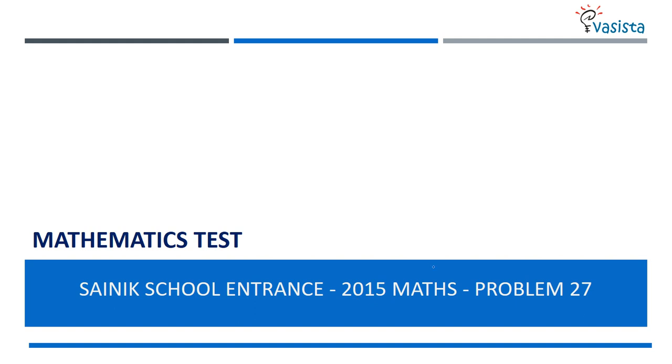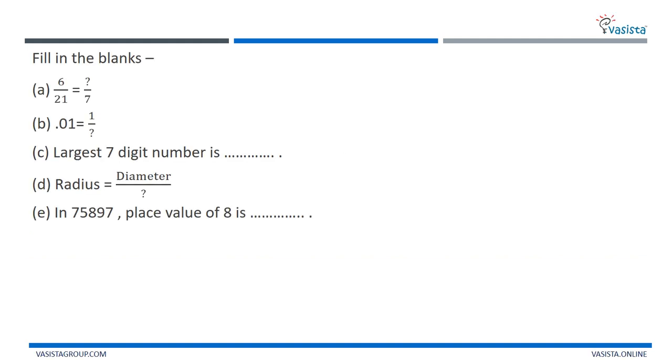Fine, let me go with problem number 27 here. Let us fill in the blanks question, right? They have given 5 problems. Let me solve one by one. 6 by 27. Now you observe here, they have given 6 by 27 is equal to question mark as well as 7. Now let us find the relation between this and this.